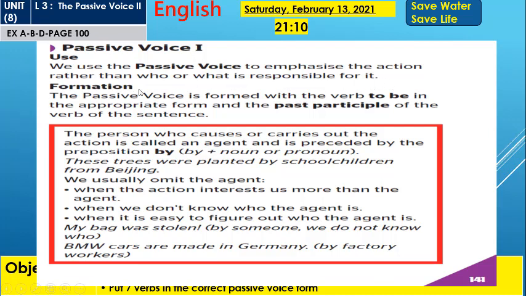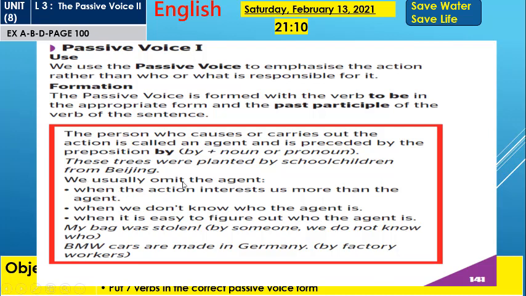The formation, or how to get it. The passive voice is formed with the verb to be, or the appropriate form of the verb to be, and the past participle of the verb of the sentence. The person who causes or carries out the action is called the agent, which is the English equivalent of the Arabic al-fi'al, and is preceded by the preposition by when we convert the sentence into the passive voice. Have a look at these examples. These trees were planted by school children from Beijing.